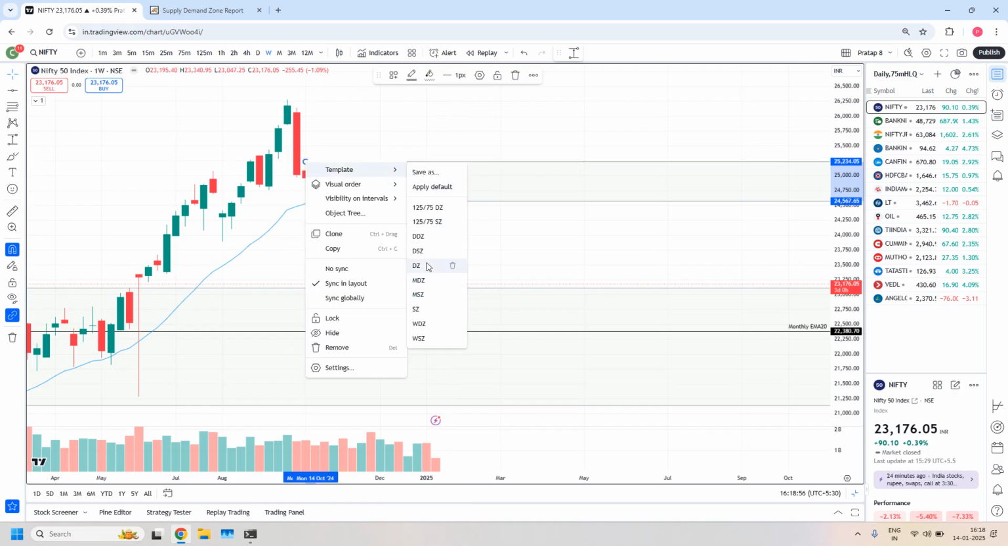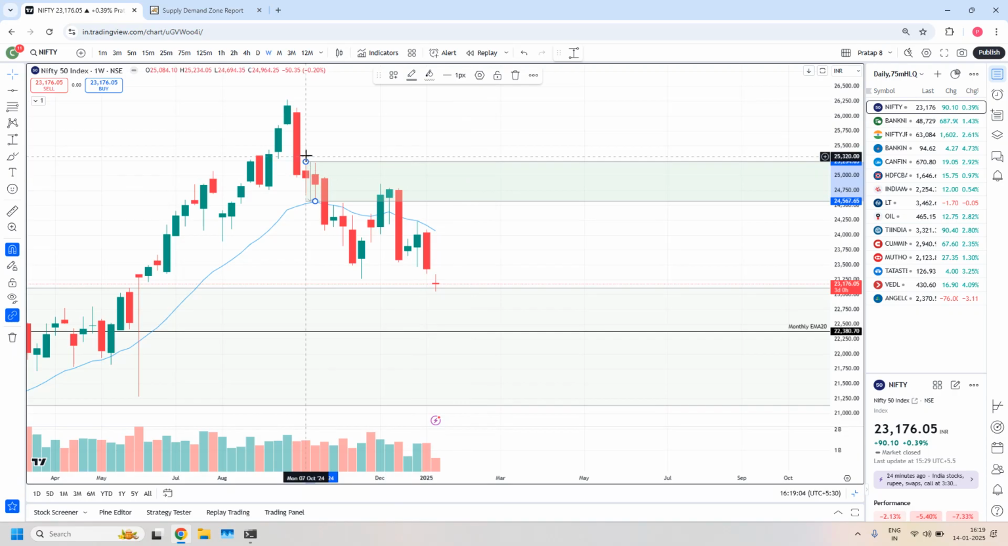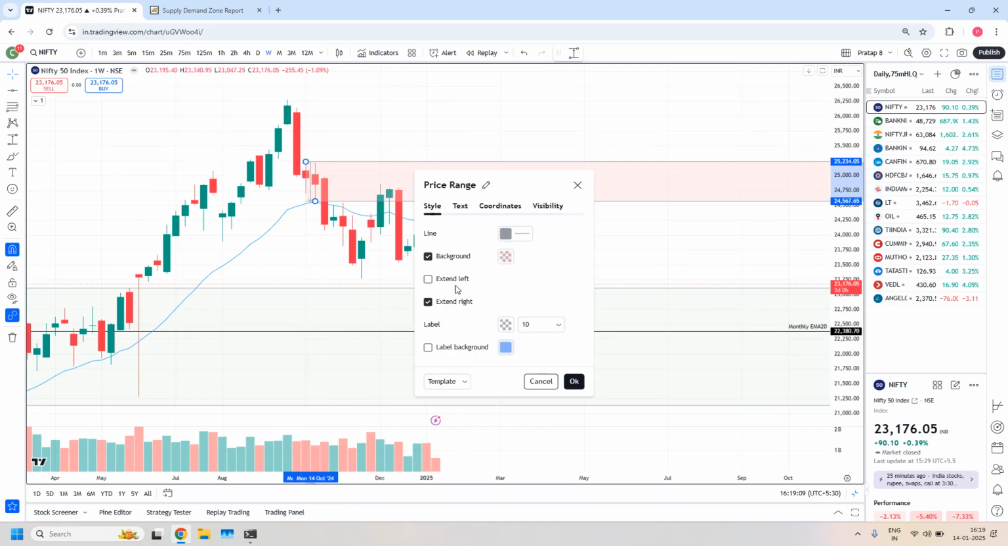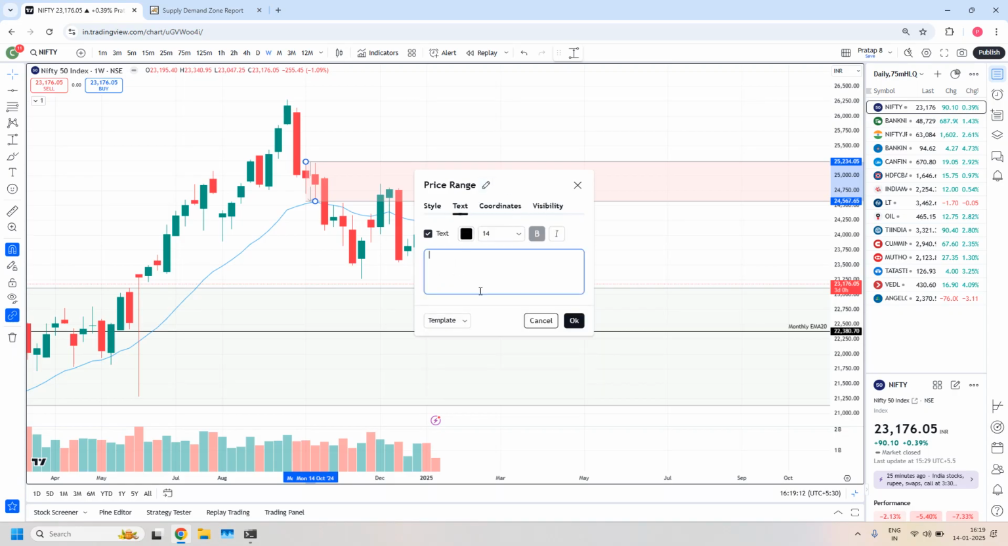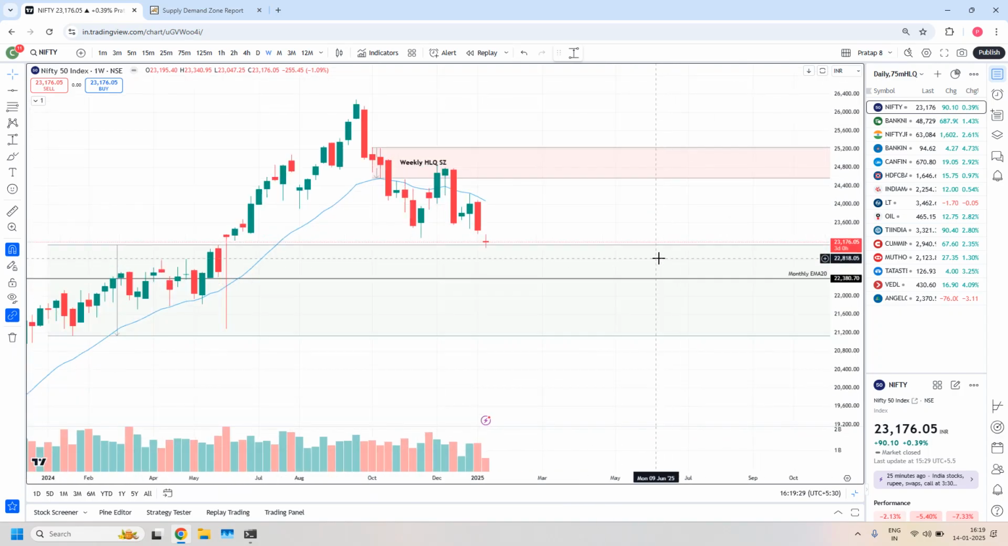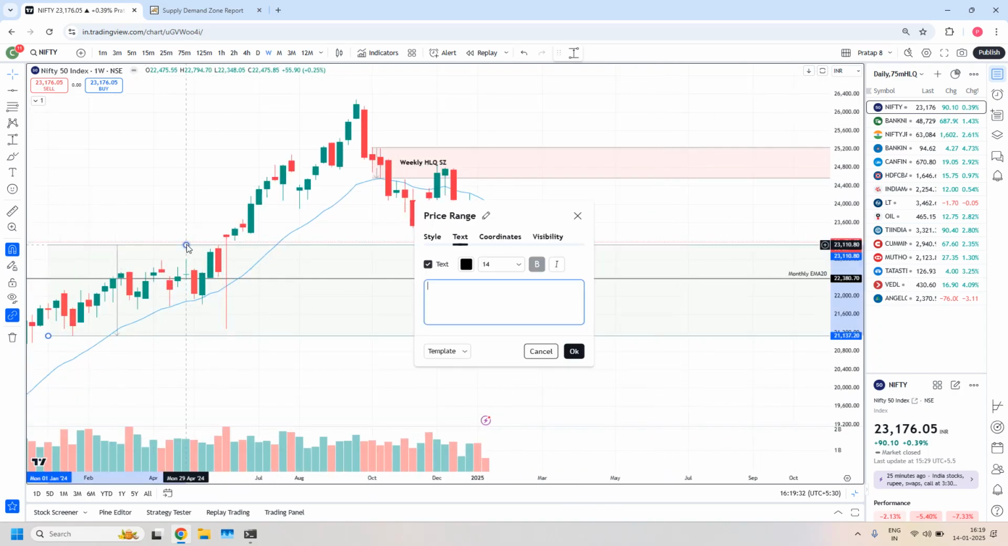Anyway, my focus is mostly on the demand zones. I just marked, sorry, this is a weekly supply zone. For your reference, let me add a text here. This is an HLQ supply zone. What kind of HLQ? Weekly. Okay. And this one is a monthly demand zone.